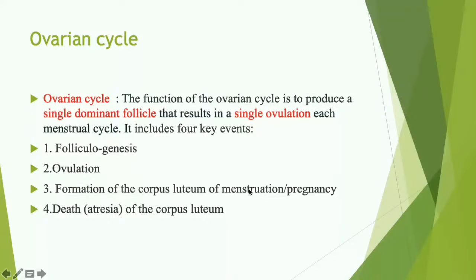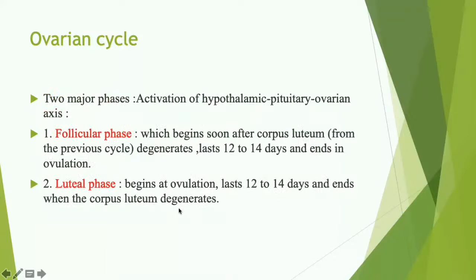It can be either of menstruation or of pregnancy. And if it is of corpus luteum of menstruation, finally you have death or atresia of the corpus luteum, right? Or for convenience sake, you can divide it into two halves. You write it under two major subheadings.